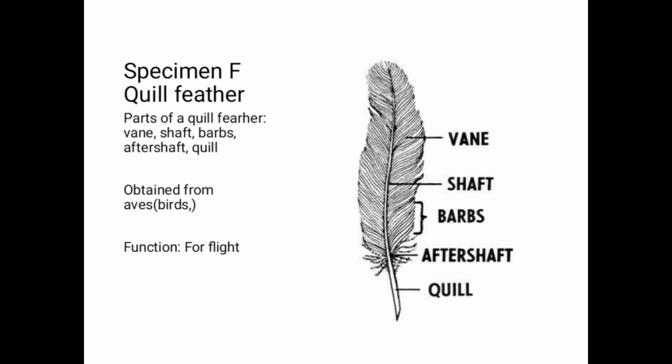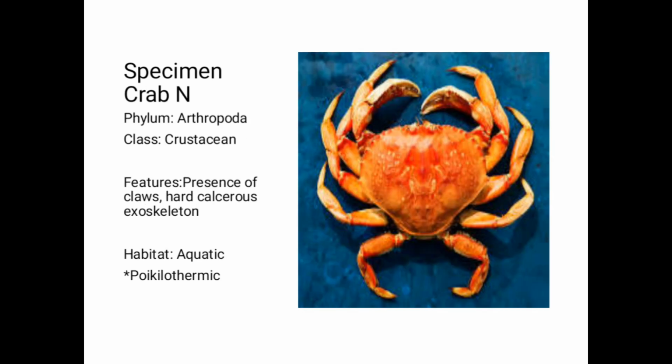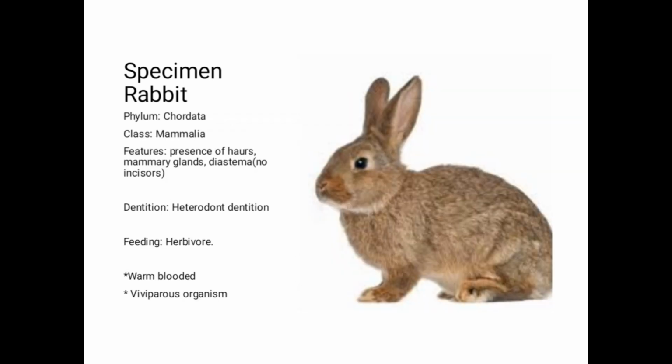Specimen F is a quill feather that looks similar to that of a leaf. And then taking note of the diagram as well, you can see in the middle, some parts are there. You have the shaft, the vane, the barbs, the aftershaft, and the quill. Next, you have the crab, specimen N, phylum Arthropoda, class Crustacea, features. You have the presence of claws, carapace, calcareous exoskeleton, habitat aquatic, an animal that lives in water.